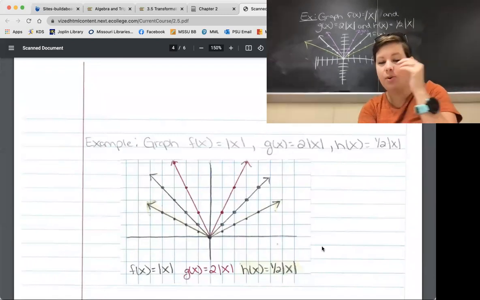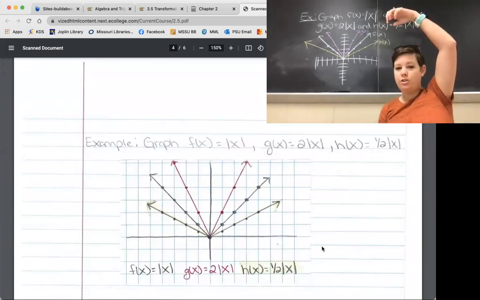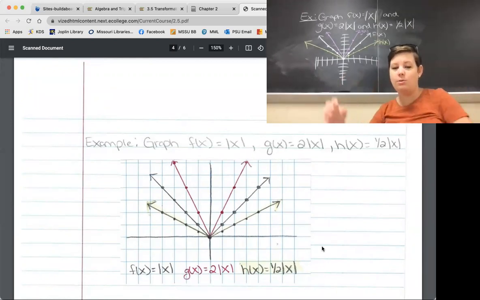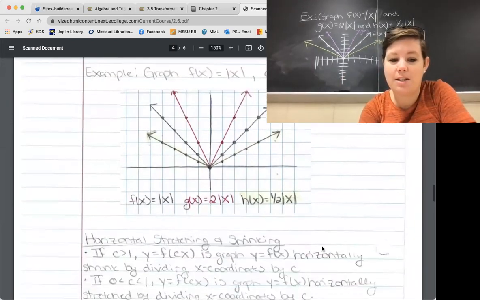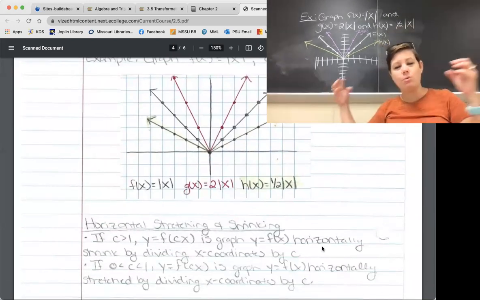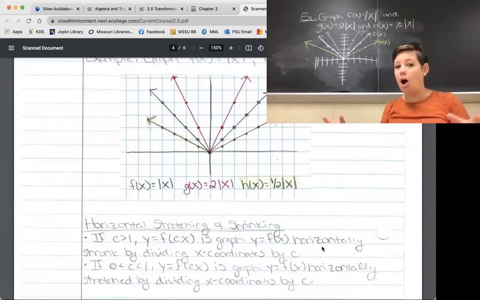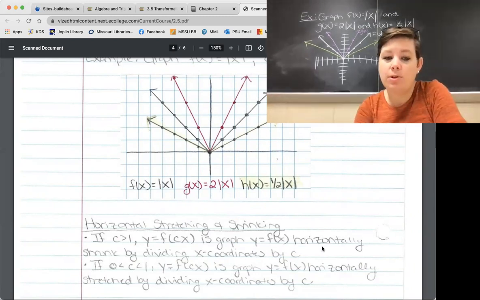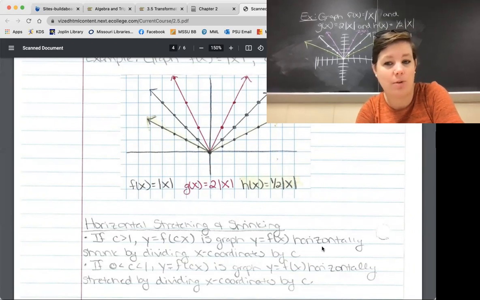So if we can vertically stretch and shrink, we can also do that horizontally. If you notice, when we go horizontal, we kind of do the opposite. Like when we added C in horizontal shifts, that meant we went to the left C instead of to the right. The same thing happens with horizontal stretching and shrinking. It's going to do kind of a backwards thing than what you think.